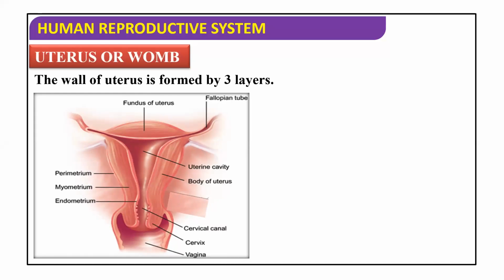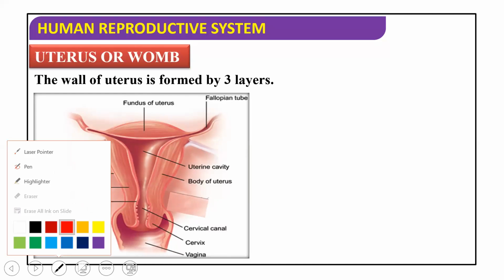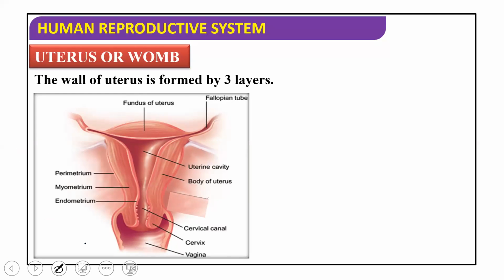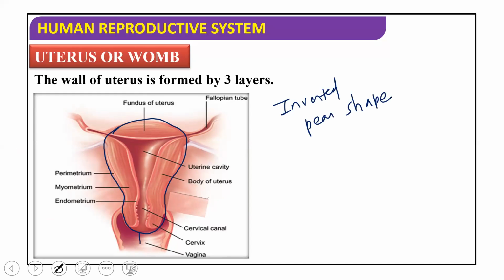Okay, as you can see, this is the uterus. If you examine the shape of this entire uterus, it is like an inverted pear, Nashpati, if you know. This shape is what we refer to as an inverted pear shape, which, if you draw it separately, looks something like this.